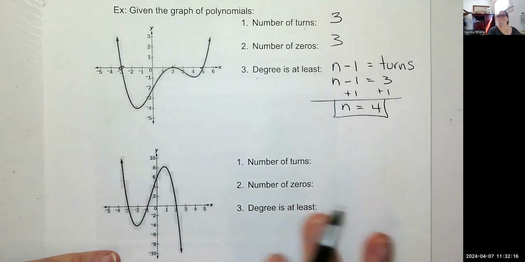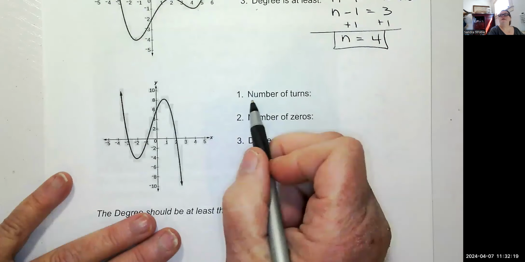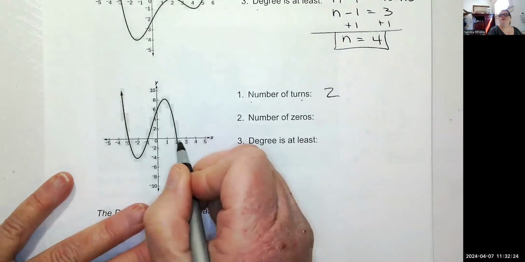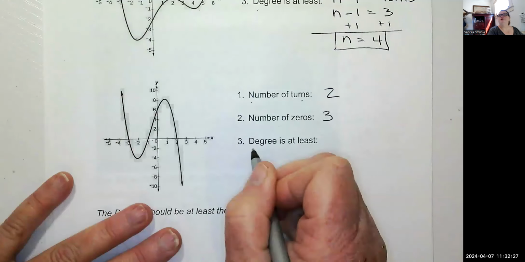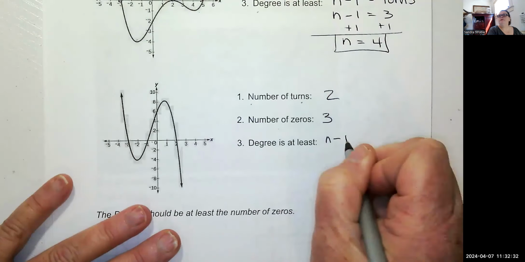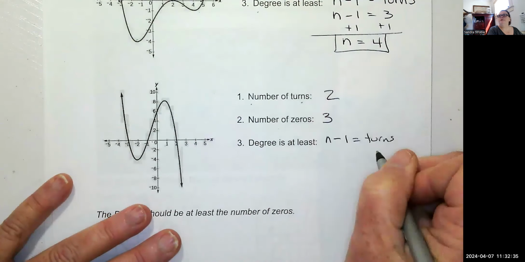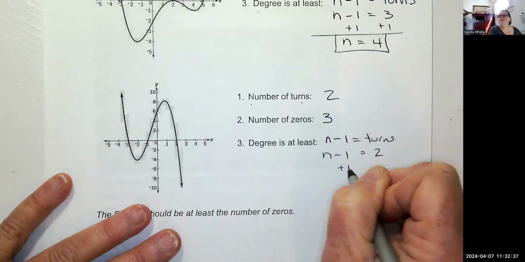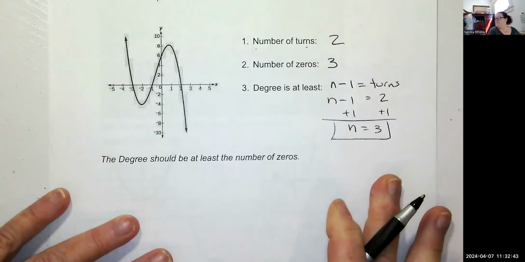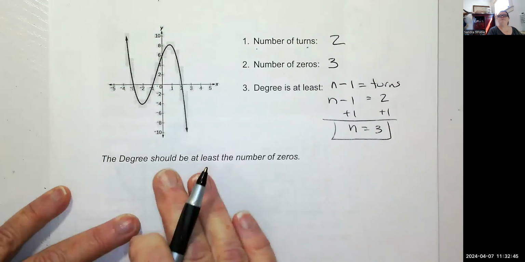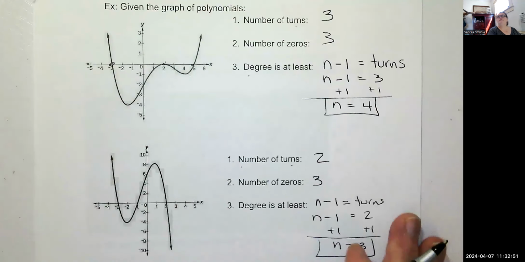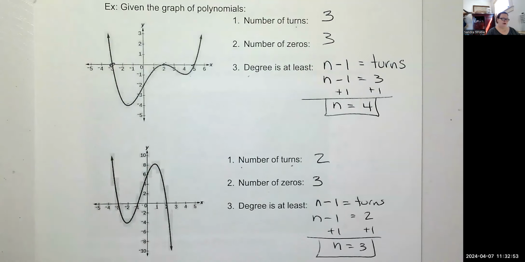Okay. Look at the next one. Number of turns, 1, 2. Number of zeros, 1, 2, 3. Remember, that's your x-intercepts. The degree is at least what? Well, again, n minus 1 is equal to my turns. My turns is 2. Solving for n, my degree is at least 3. Okay. The degree should be at least the number of zeros. So we've got 3, we've got 4, so we're good on both of those.